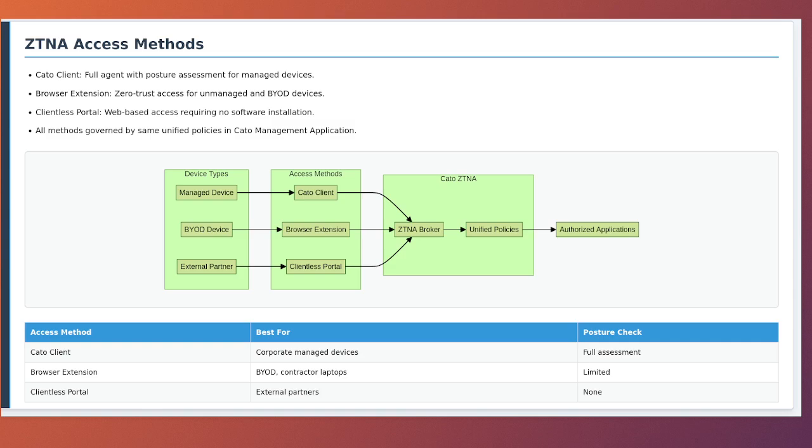This flexibility addresses a common challenge with legacy ZTNA implementations that require separate tools for different device types. With Cato, you configure the policy once and it applies universally across all access methods, simplifying administration and ensuring consistent security.